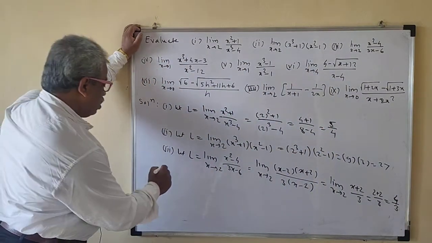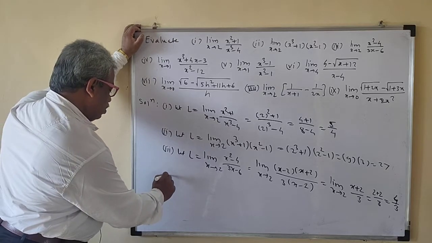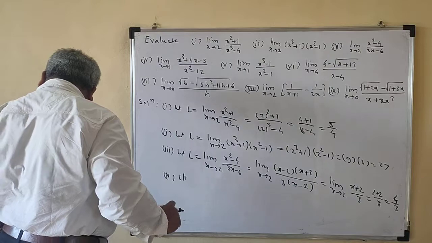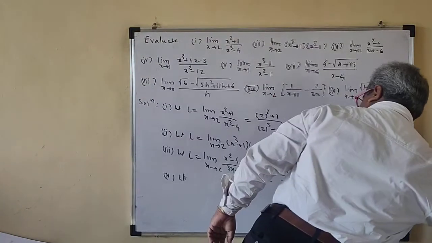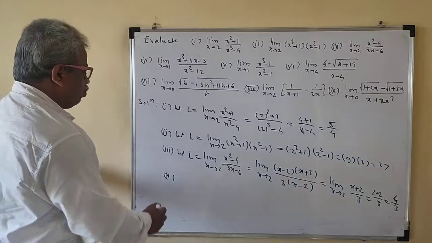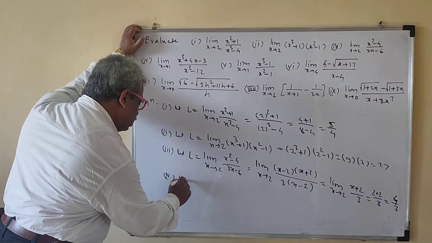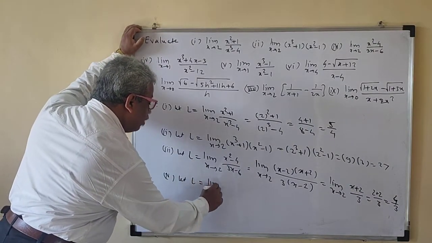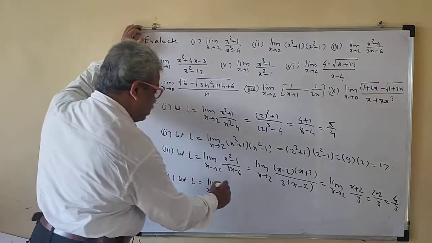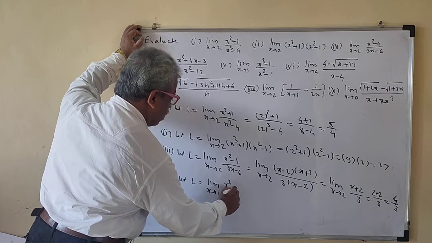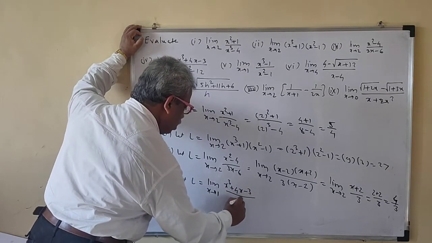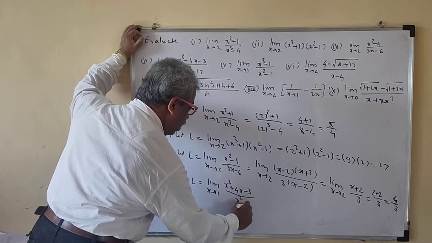Now we'll go to the fourth one. Let n equal limit x tends to 1 of (x cube plus 4x minus 3) upon (x square minus 12). It is not compulsory to write n equal to, but we will write this.